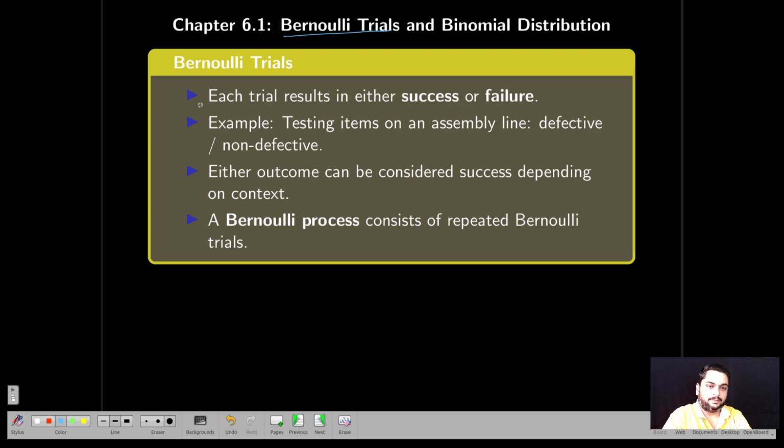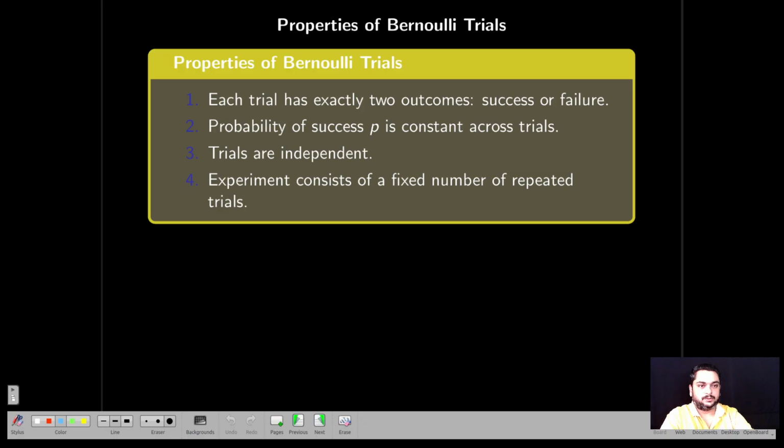Similarly, testing items on an assembly line: defective, non-defective. So there are only two outcomes, positive, negative. That is called a Bernoulli trial. Either success or failure, passing the exam or failing the exam, hitting the target or missing the target, heads or tails. That is called a Bernoulli trial. It comes out of the Bernoulli process. We call it a Bernoulli.